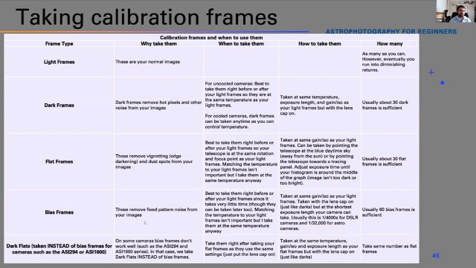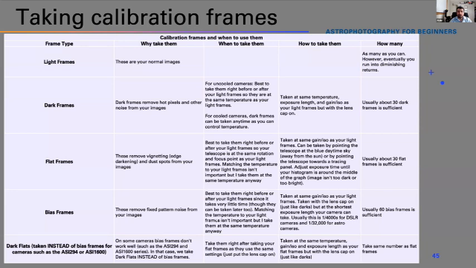And bias frames. Bias frames remove the fixed pattern noise, which you might see as little grain in the back of your image. I just take them right before or after you've taken your light frames, because it takes so little time to take bias frames. You can take 100 of them in a minute. So best practice is to just do it right away.